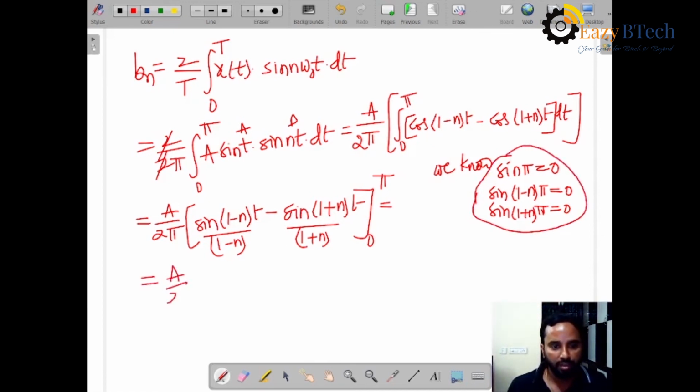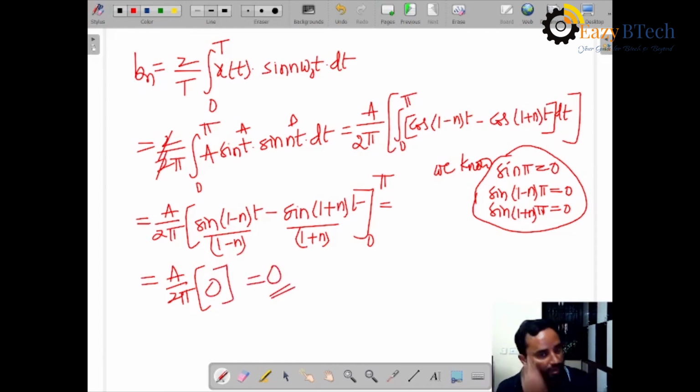So we are going to take these values here. Then a by 2 pi, 0 by 1 minus n, here also 0 by 1 plus n. So totally bn is 0. But if you take n value 1, n is equal to 1, sine 0, here also sine 0 is 0, 1 minus n here, 1 minus 1 also 0. So if you take n is 1, bn we are going to see, because 0 by 0 we are getting, which is undefined. Let's do that small thing.